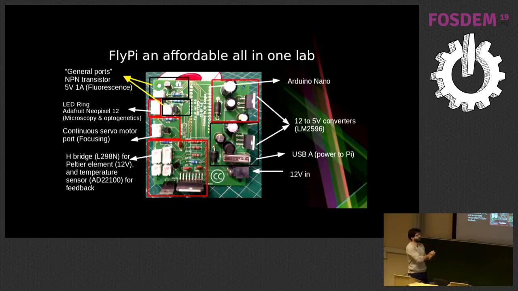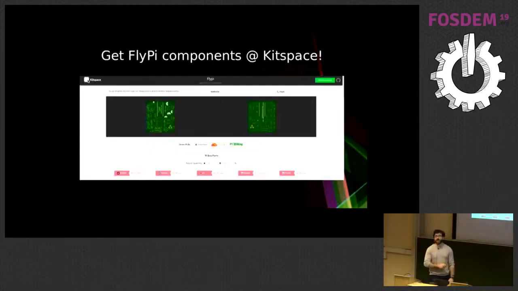And you have an H-bridge, which you could use normally for driving motors, but we use to drive a Peltier element, and a temperature sensor that gets then a feedback loop so that we can nicely control the temperature of this Peltier element. If you were here early, you saw information about KitSpace, and we have everything on KitSpace.